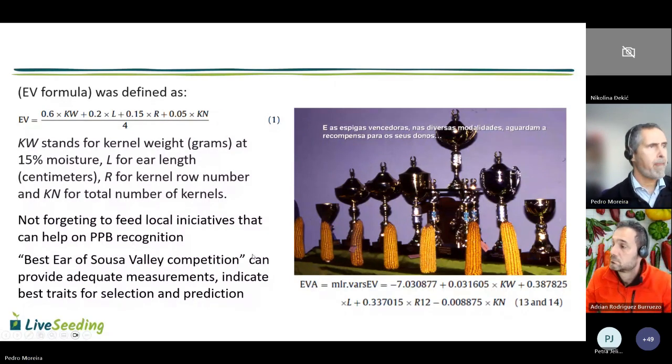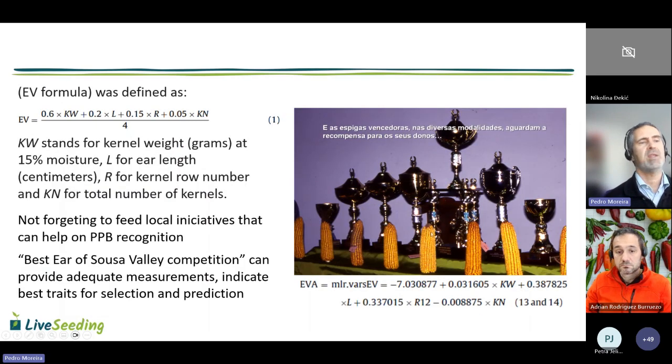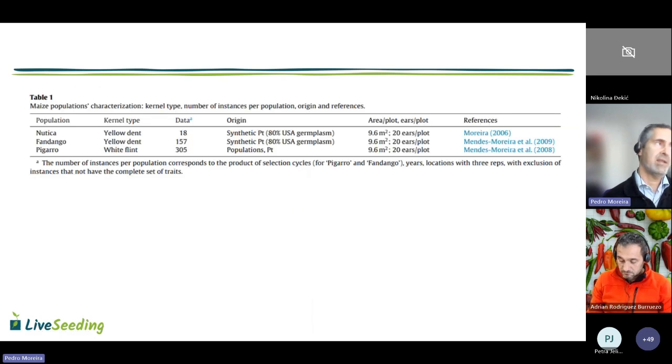Because of this competition, we didn't know anything about what happened in the field. I did a lot of farmer fields, and we collected some of the data of these accessions. So we had about 350 entries that were used for making a model that could better help the farmer and us.